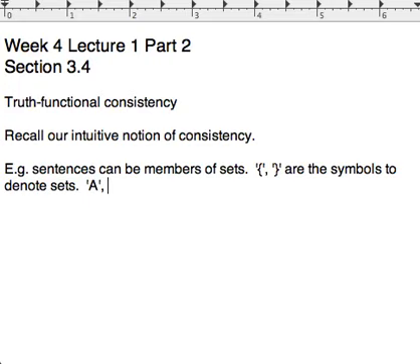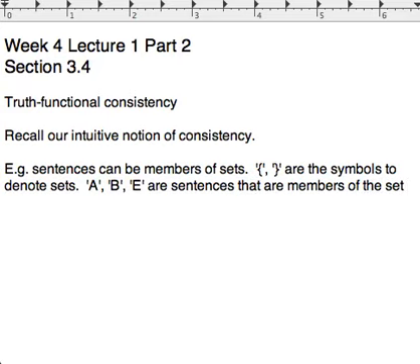And if we're saying that sentences can be members of sets, then we're saying things like A, B, E are sentences that are members of the set. And here I'm using it, right? So here I'm saying what that set is. We want to say A, B, E. One of the things you're noticing is that I'm being extremely careful in the fact that I'm mentioning these sentences, not using them.